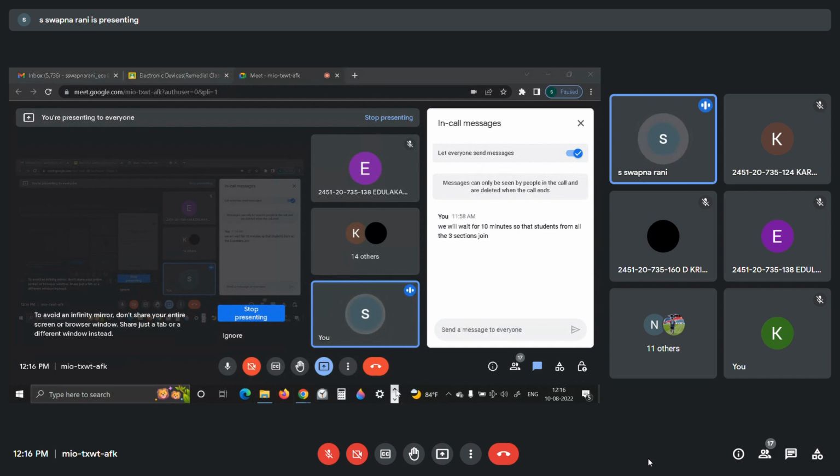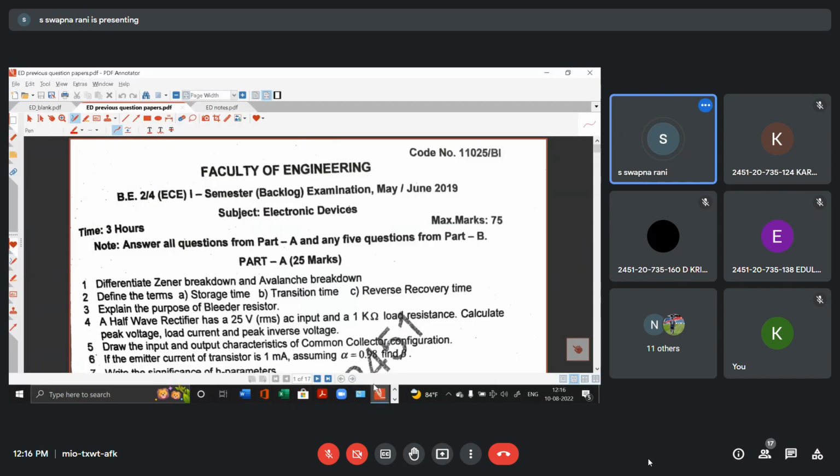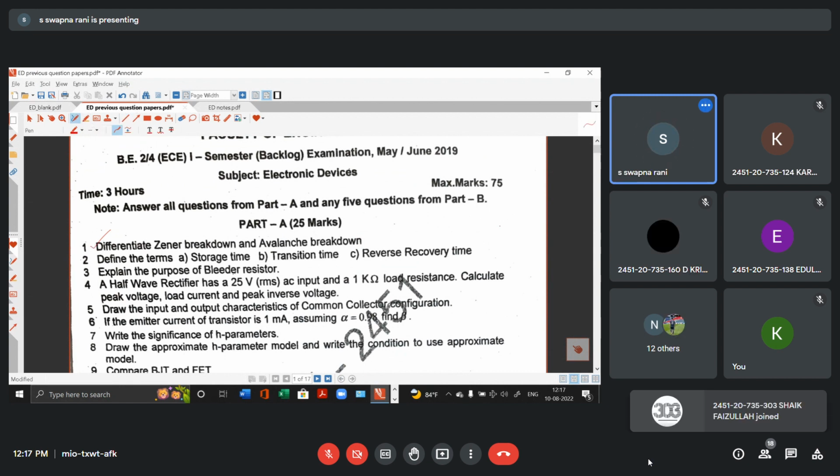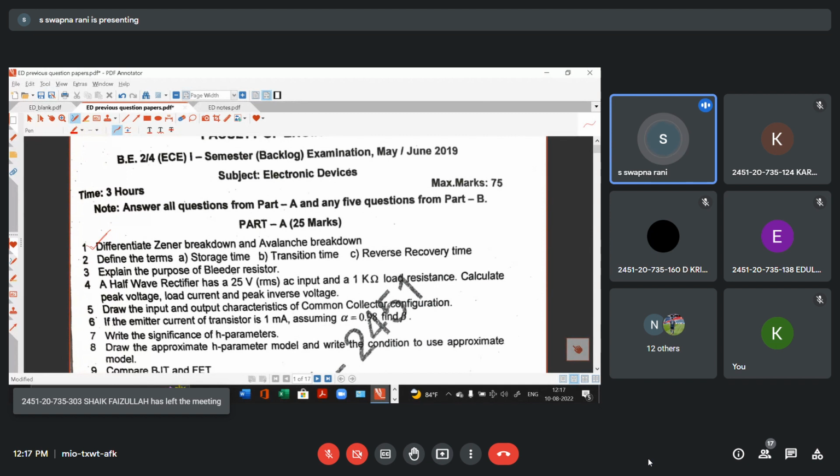So if you observe here, this is very, very important. Zener breakdown, differentiate between Zener breakdown and avalanche breakdown. So which is very, very important. Therefore, we'll be dealing with this in today's class because it comes under Unit 1. So we'll be discussing these Zener breakdown mechanisms.